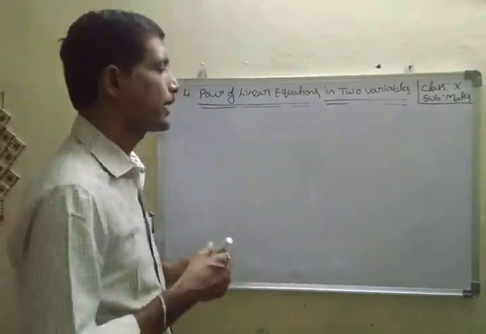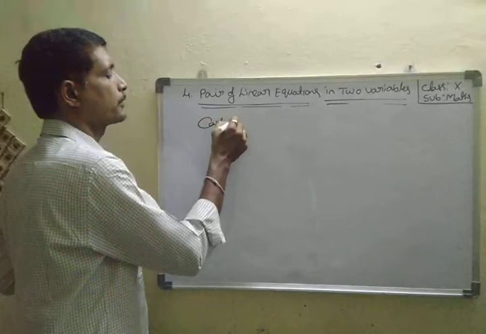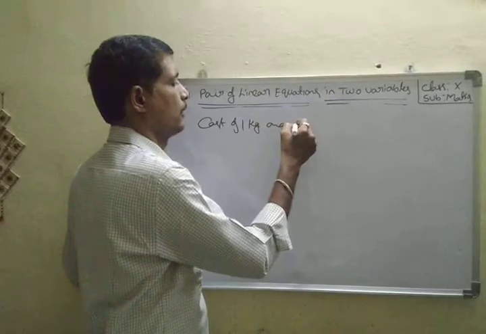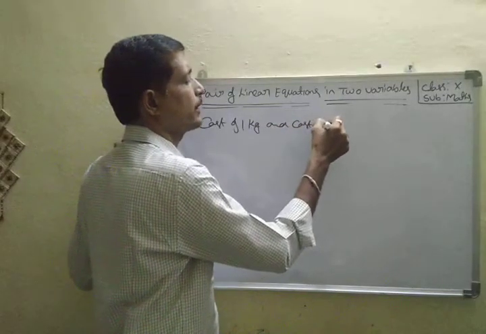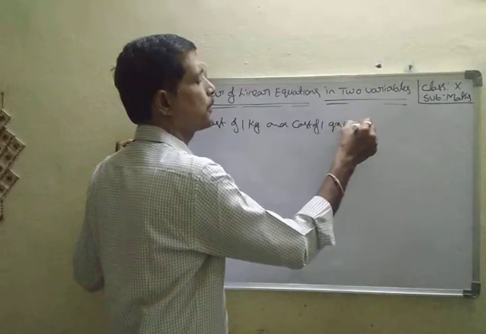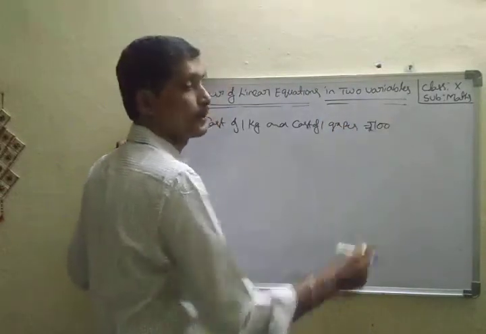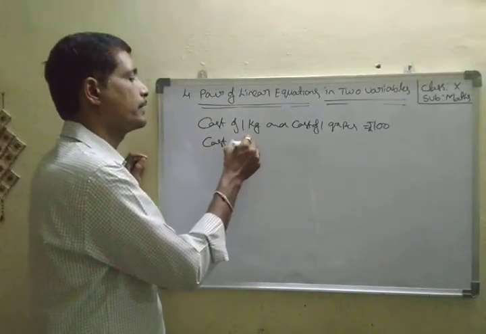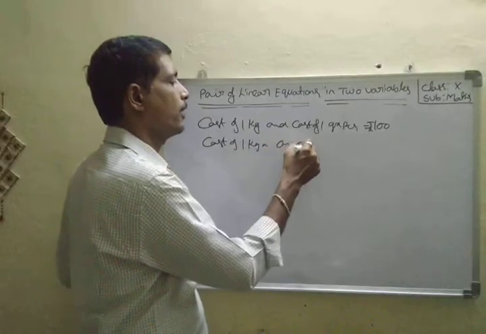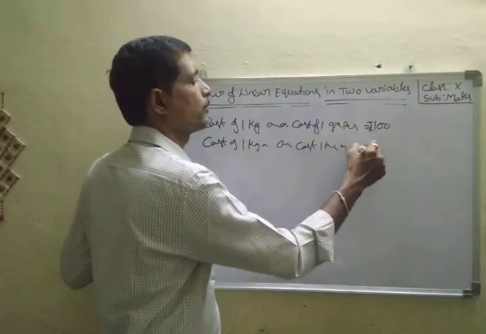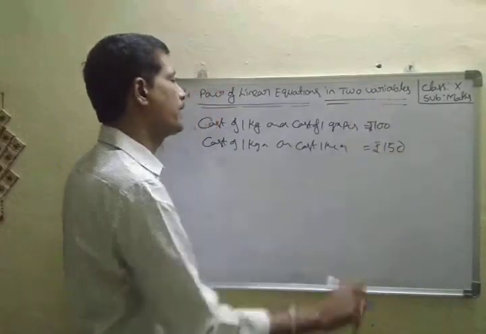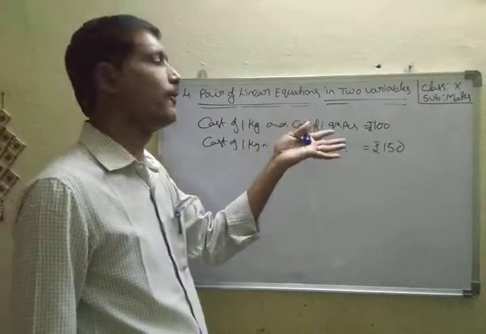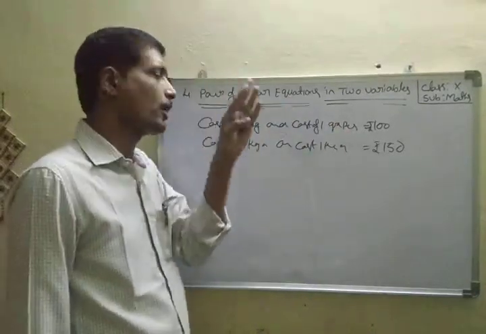Suppose in a market the cost of 1 kg apples and the cost of 1 kg grapes equal to 100 rupees. After 2 days, the cost of 1 kg apples and the cost of 1 kg grapes equal to 150 rupees. Find the cost of apples and the cost of grapes. 1 kg of grapes, 1 kg of apples. Therefore, the total is converted into equations.